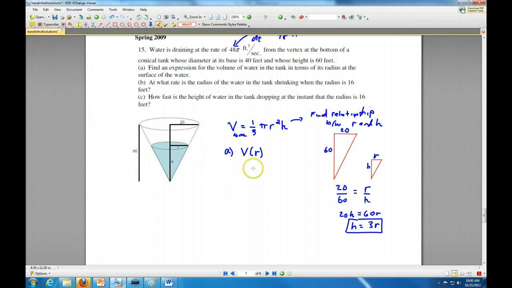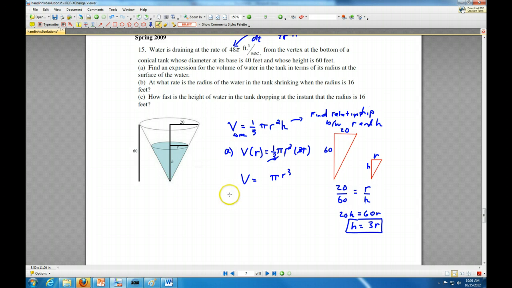We'll use that later. This volume formula in terms of r becomes 1/3 pi r squared, and then h is 3r. So the 3 and the 1/3 cancel, and we just end up with volume equals pi r cubed. So that's the answer to A.